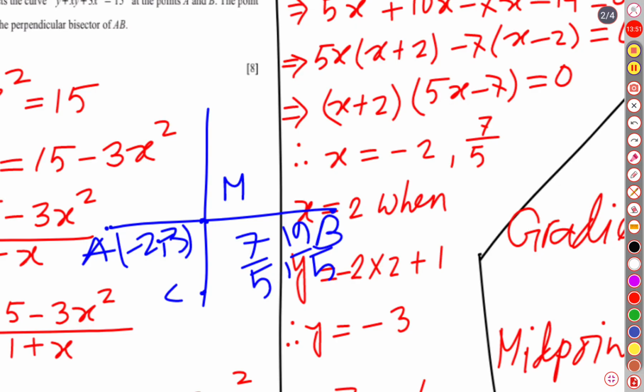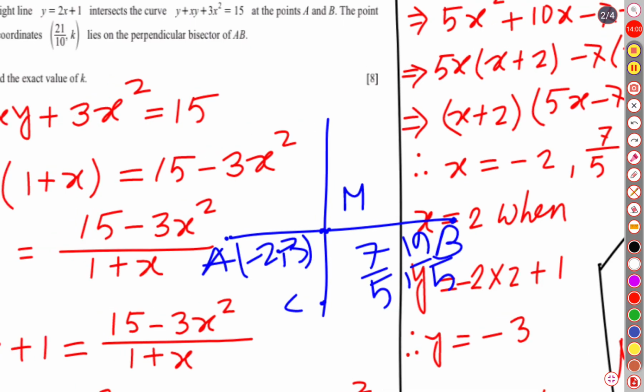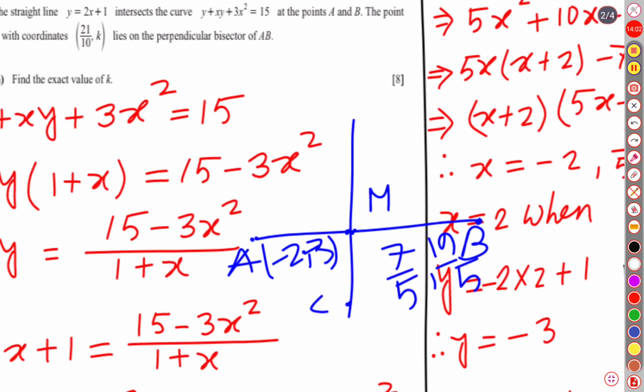We know the two coordinates of A and B. Then M is definitely the midpoint because this is the perpendicular bisector, and C is given. We can write C also over here. C is 21 over 10, as given here, and K is to be obtained. That means the y coordinate is missing. So the midpoint can be obtained from A and B.